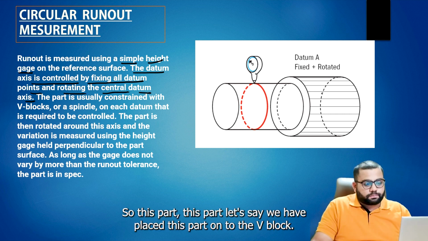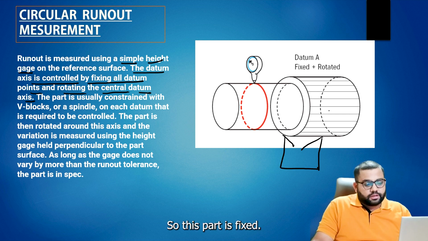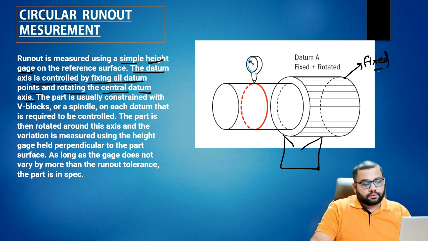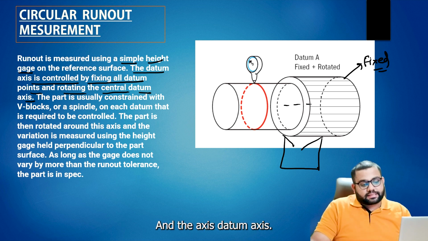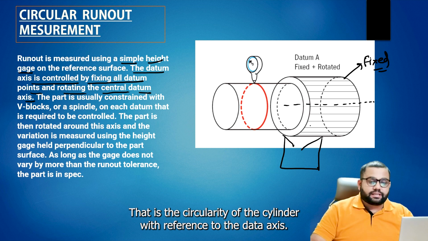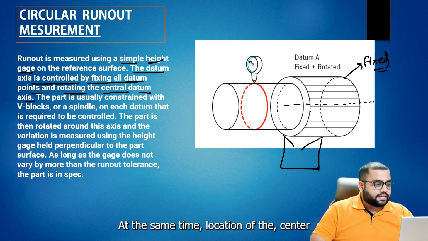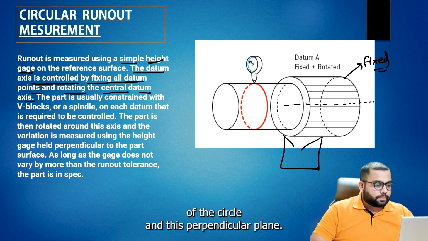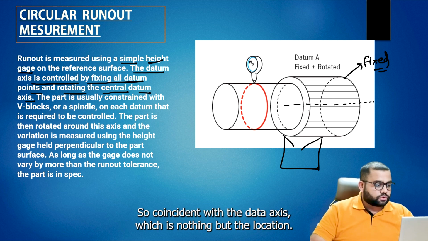Let's say we have placed this part onto the V block. So this part is fixed and the datum axis is locked. What has happened is that we check the circularity of the cylinder with reference to the datum axis, and at the same time the location of the center of the circle in this perpendicular plane, coincident with the datum axis, which is nothing but the location.